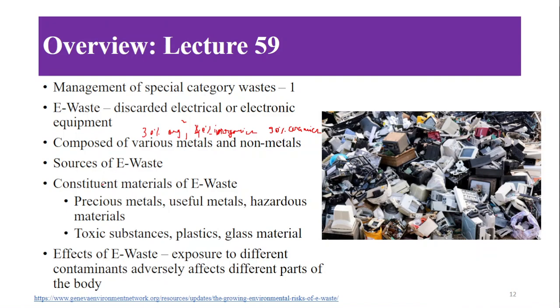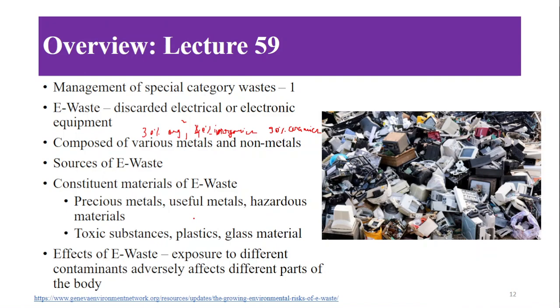The constituent materials of e-waste can be precious metals and useful metals such as copper. Precious metals can be palladium. The hazardous material, an example can be mercury here, or lead. Then toxic substances, and then plastics and the glass material.